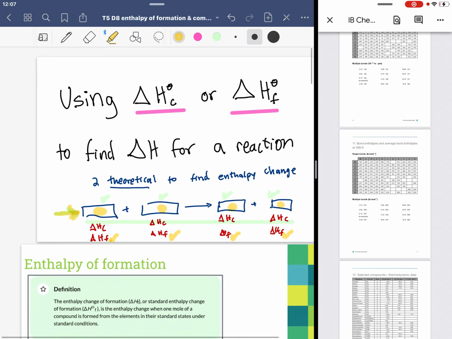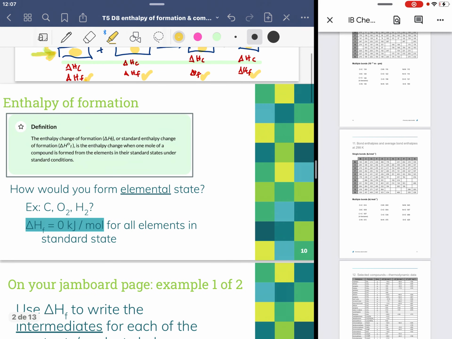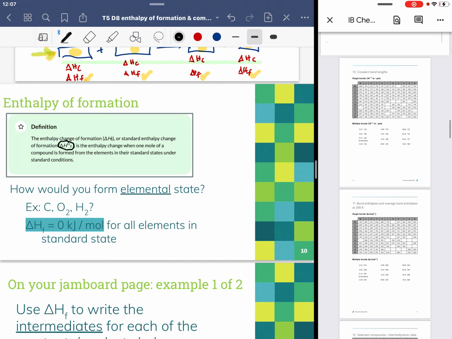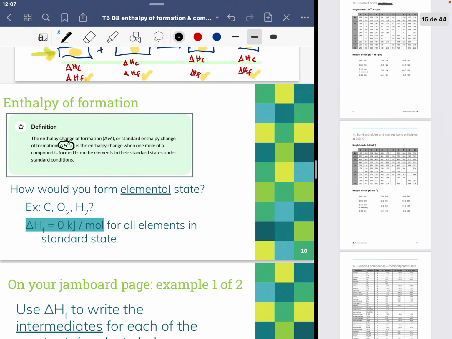So let's take a look at what that might look like. As a reminder, we're going to start with formation. What do we mean by enthalpy of formation? Really we're using the standard enthalpies of formation, the ones we would find in the data booklet, which you see over here on the right. It is the enthalpy change when 1 mole of a compound is formed from its elements. And we know that for any elemental states, delta H of formation is 0.